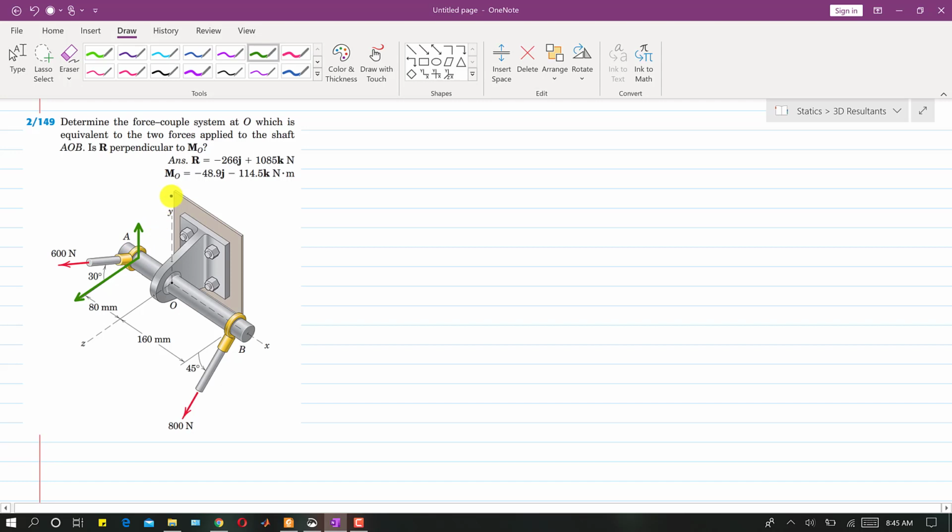positive y direction, right? This component is the cos component, so I will write that this is 600 cos of 30 degrees, and this one is the sine component, so this is 600 sine of 30 degrees. Similarly, if we resolve this force into its components, one component will be in the positive z direction like this, and another component will be in the negative y direction like this, right? And this one will be the cos component, so this one will be 800 cos of 45 degrees, and this one will be 800 sine of 45 degrees.